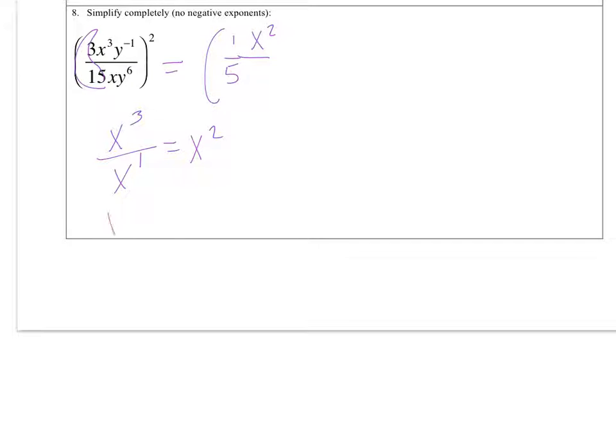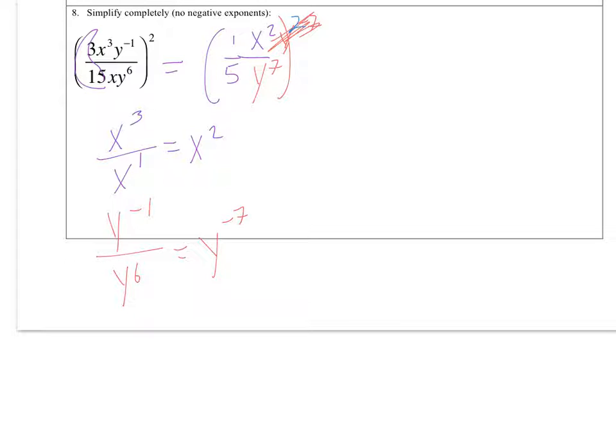Then I've got my y's. Y to the negative 1 over y to the 6. Negative 1 minus 6 is going to be negative 7. So if I've got y to the negative 7 on top, another way for me to think about that is putting y to the positive 7 on the bottom.